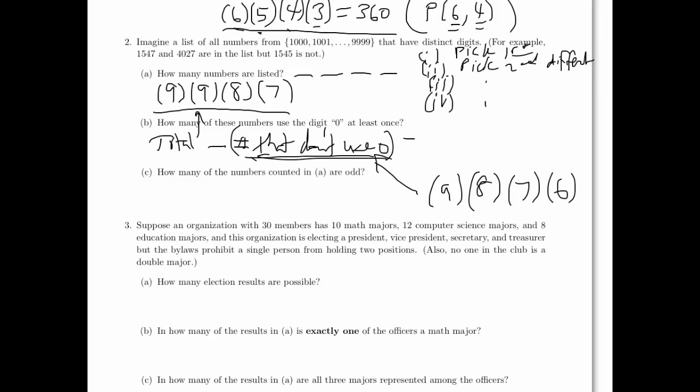And so the answer then is going to be the answer from above, the 9 times 9 times 8 times 7. That's the total number of numbers we could have in this set with distinct digits. And we're going to subtract the number that don't use a 0 at all. So this difference is going to be the number that uses 0 at least once.